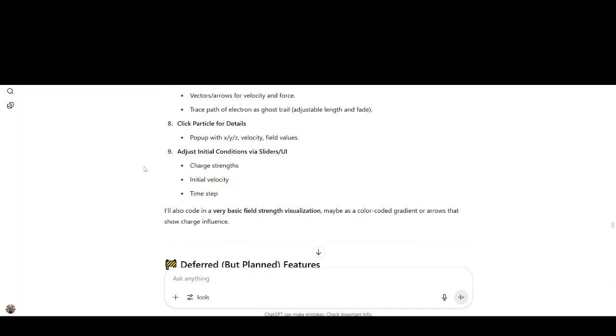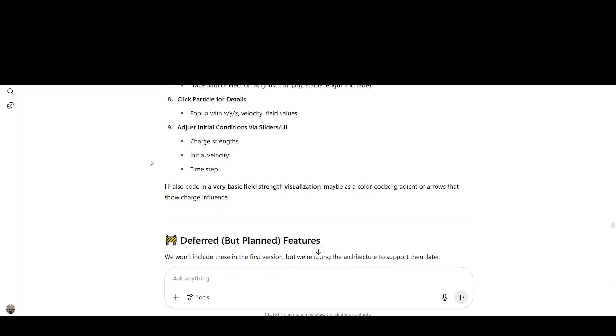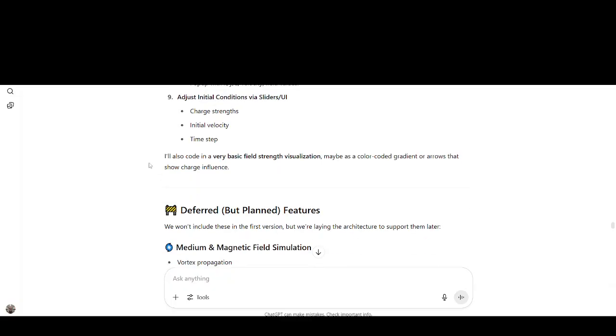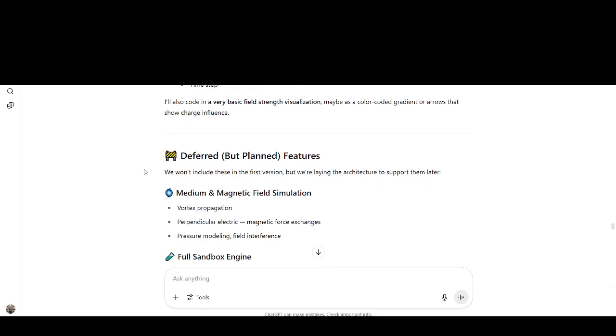Click particle for details. Pop up with XYZ velocities, field values. Adjust initial conditions via sliders. User interface: charge strength, initial velocity, time step. I'll also code in a very basic field strength visualization, maybe as color-coded gradient, or arrows that show charge influence. That's way more ambitious than I was thinking for a first step.